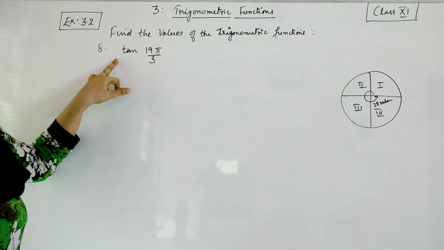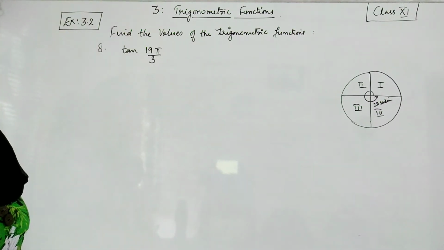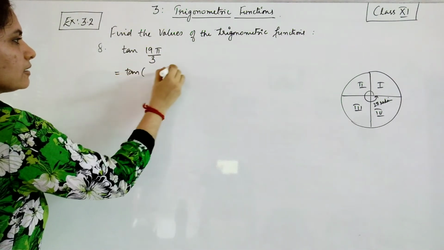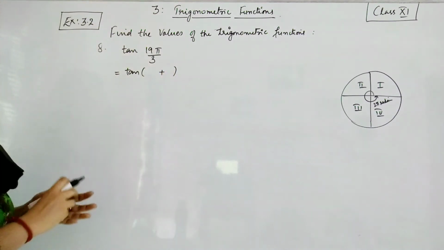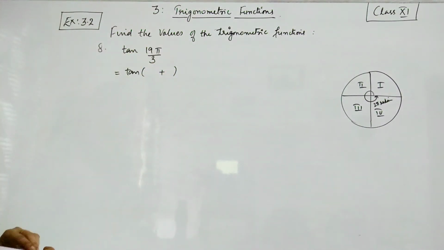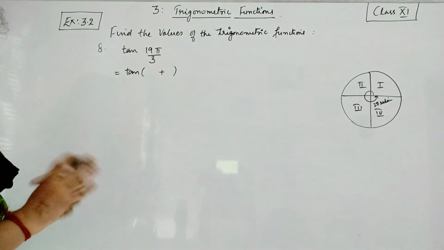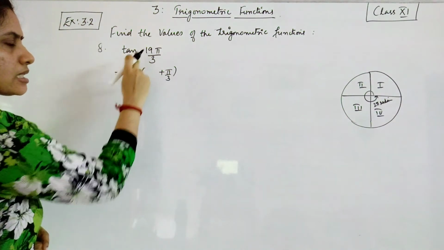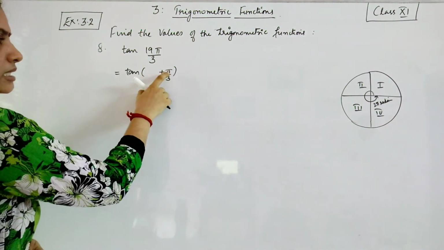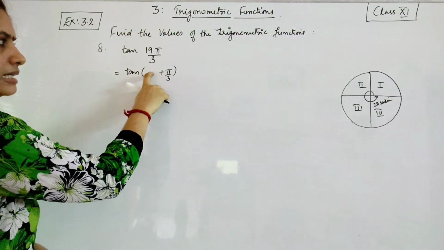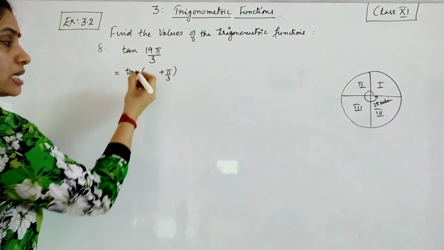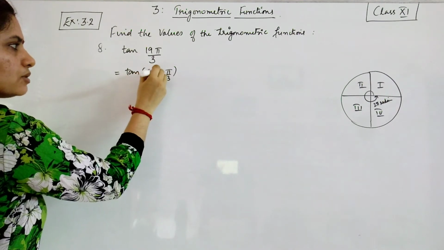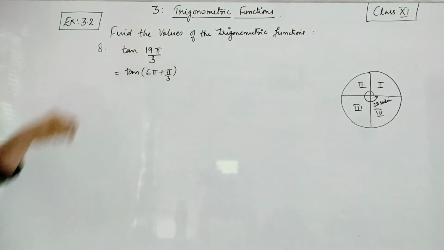Next question is the 8th one, tan 19 pi by 3. Here we have to split and write this so that after taking the LCM we get 19 pi by 3. If it is pi by 3, what should be here in order to get 19? After taking LCM, 18 pi plus pi will give you 19 pi. In order to get 18 pi, 3 into what is 18? You will get 6. So 6 pi plus pi by 3 is the same as 19 pi by 3.